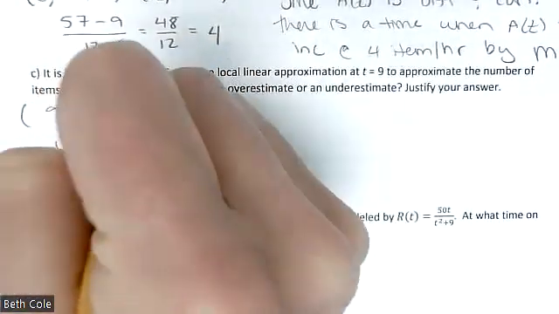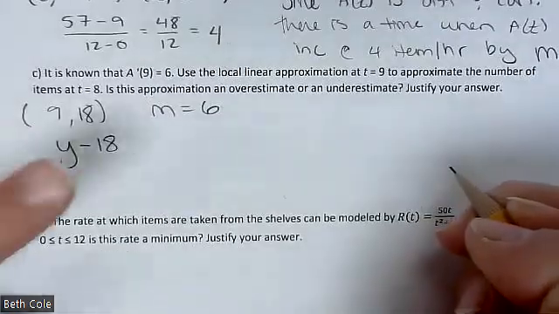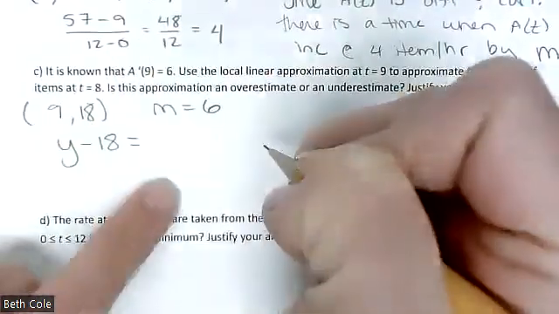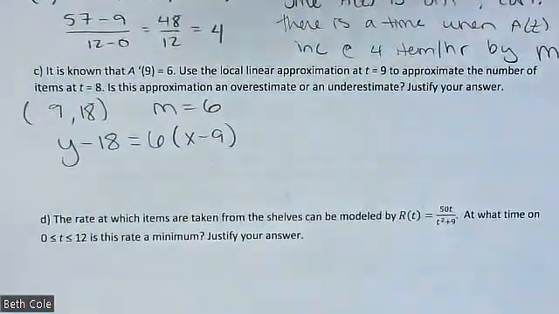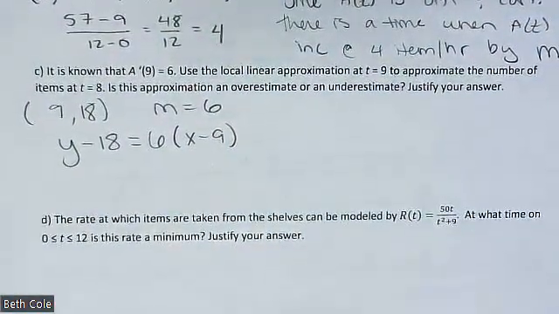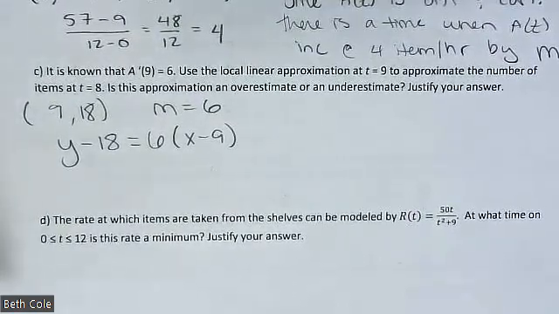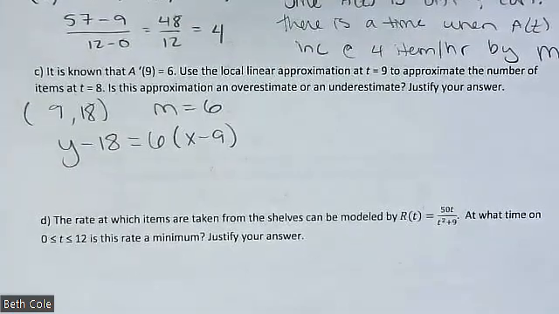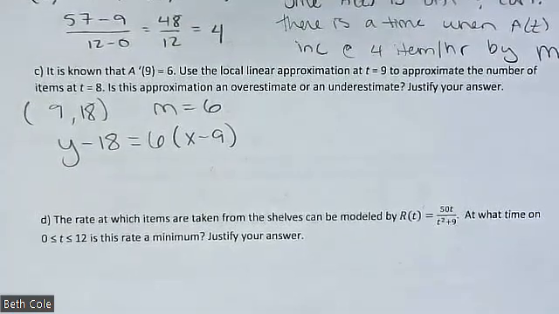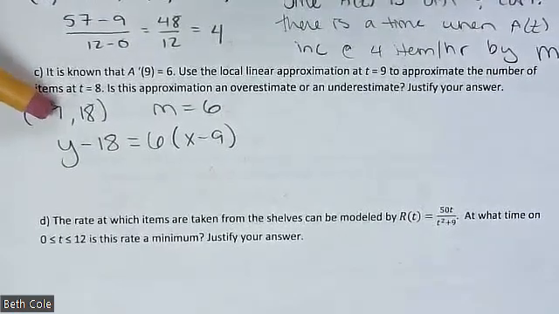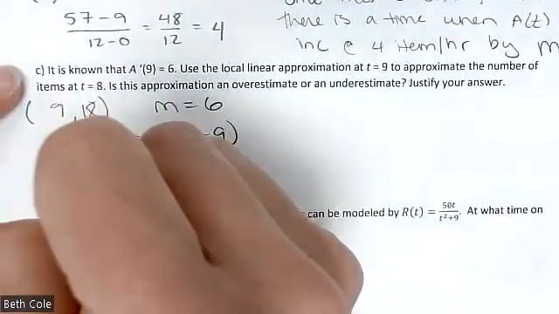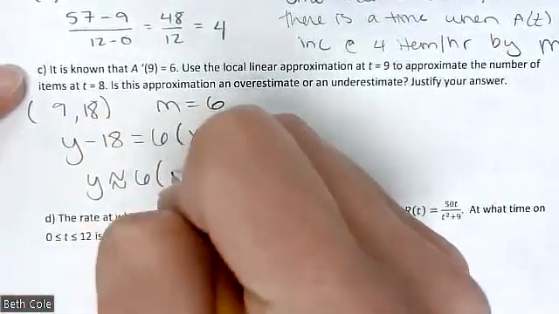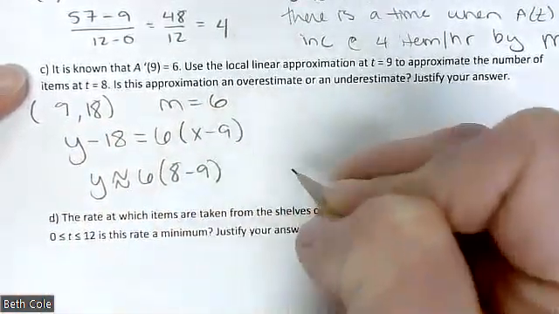y minus 18, good, equals 6 times x minus 9. Now they will not mark it wrong if you use x and y. Technically, it's supposed to be A and t, A for amount and t for time. They won't mark that wrong though, okay? What do we want to approximate? We got to plug in something that's close to 9. We can't plug in something very far away from 9. So 8, okay. So y is approximately 6 times 8 minus 9.